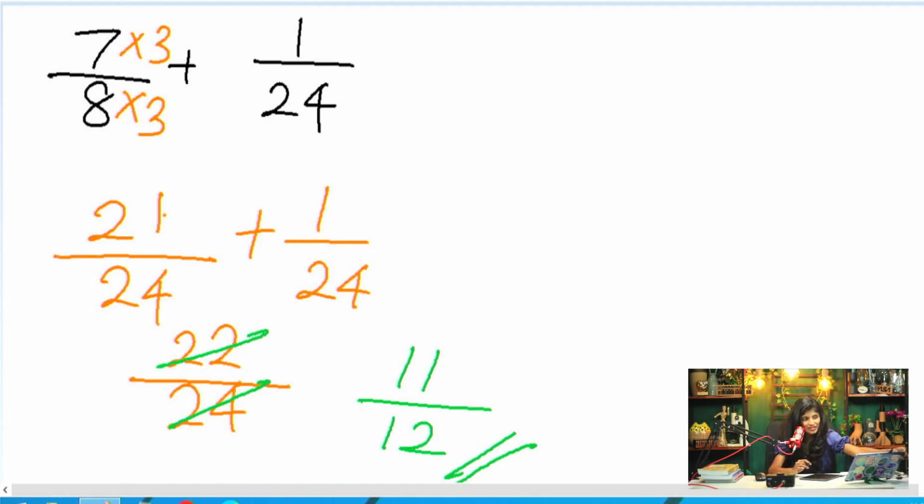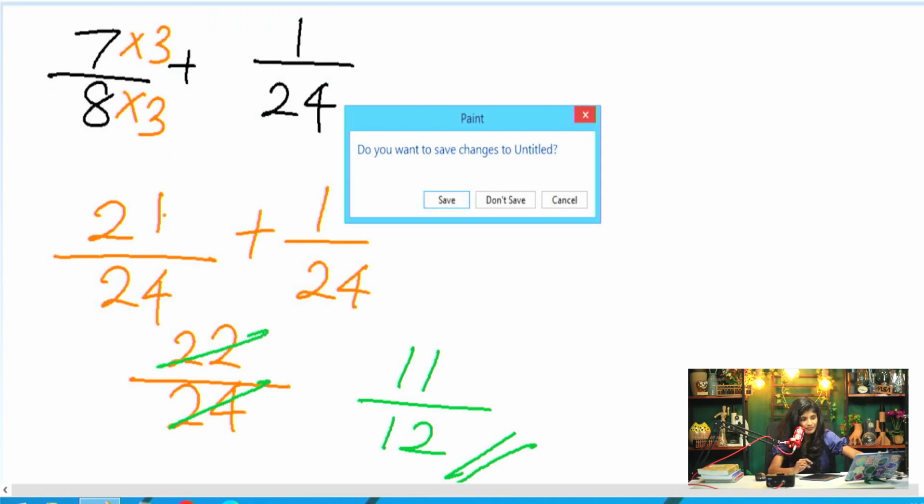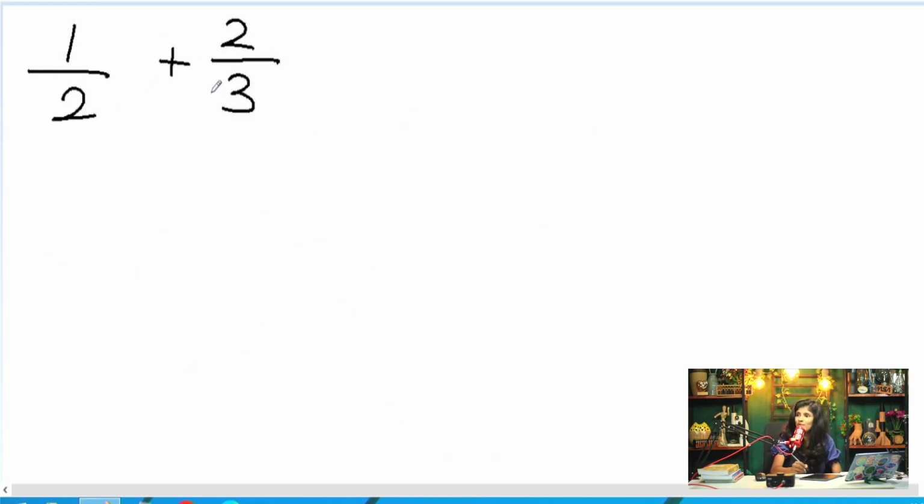You can note down anything if you want. Okay. So our next question is 1/2 plus 2/3. 1/2 plus 2/3. So the common denominator. I can't make 3 by 2 and also 2 by 3. So I have to multiply both the sides to get a common denominator.